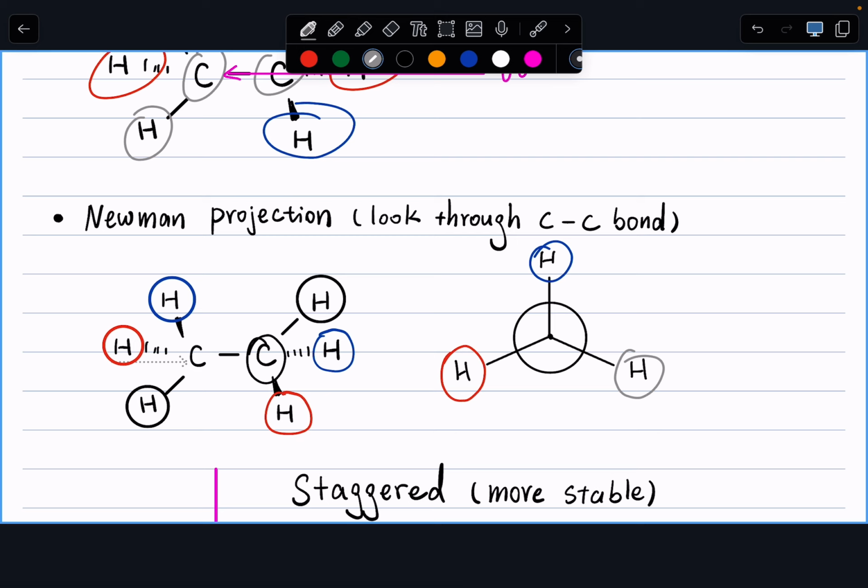Likewise, for the carbon on the back, you draw the same kind of three hydrogens coming out. The red one will be here, the blue one on the right, and then the gray one on the left. So this is one quick introduction to what a Newman projection is. A Newman projection is effectively just a different way of looking at the same molecule.